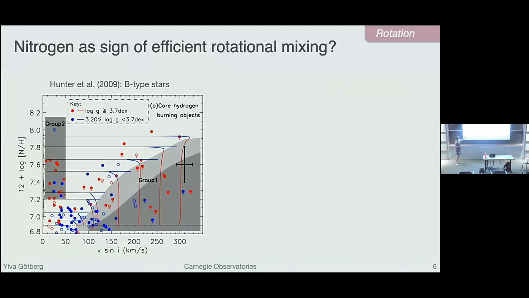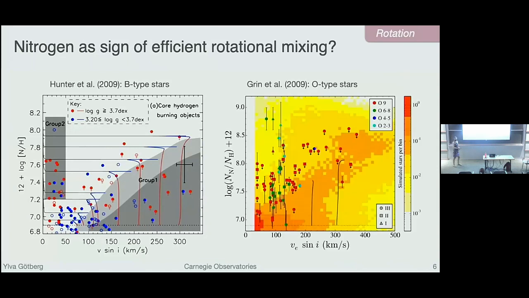B-type stars, and you can see as a function of rotational velocity on the x-axis and nitrogen abundance on the y-axis. So you should have, with higher rotation rate, higher nitrogen abundance, because with higher rotation you get more nitrogen to the surface. We have a similar diagram for O-type stars made by Nathan Green. That's 2017. Sorry. And you can see that these stars are located in the diagram.